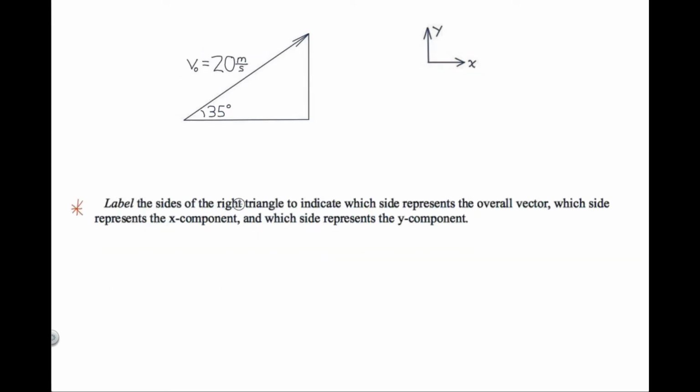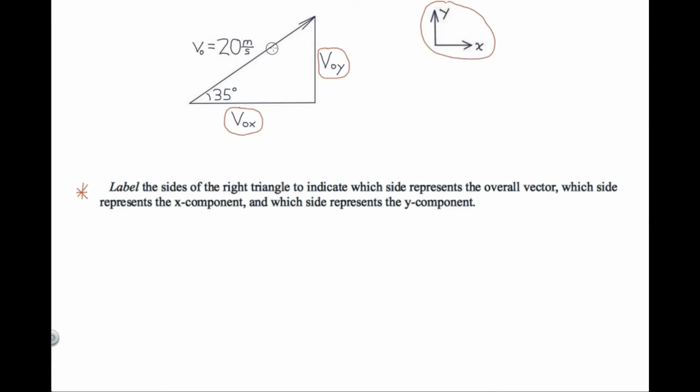Label the sides of the right triangle. The hypotenuse represents the overall velocity vector. This leg is parallel to the x-axis, so this leg represents v sub 0 x, the x component of the velocity at time 0. This leg is parallel to the y-axis, so this leg represents v sub 0 y, the y component of the velocity at time 0.